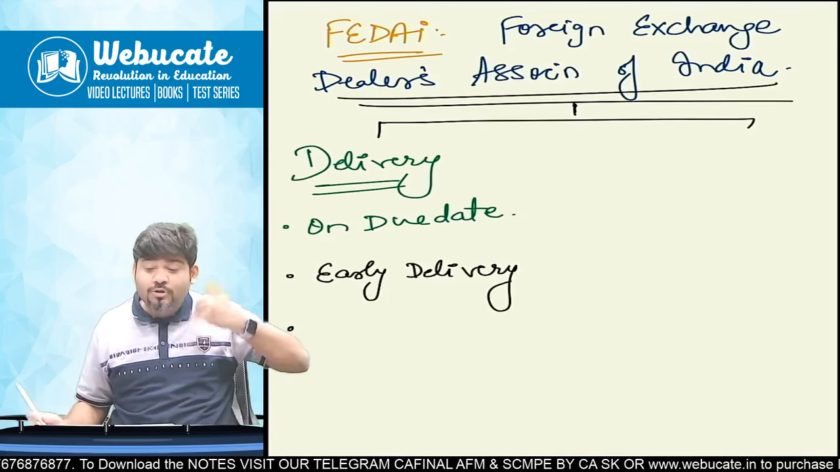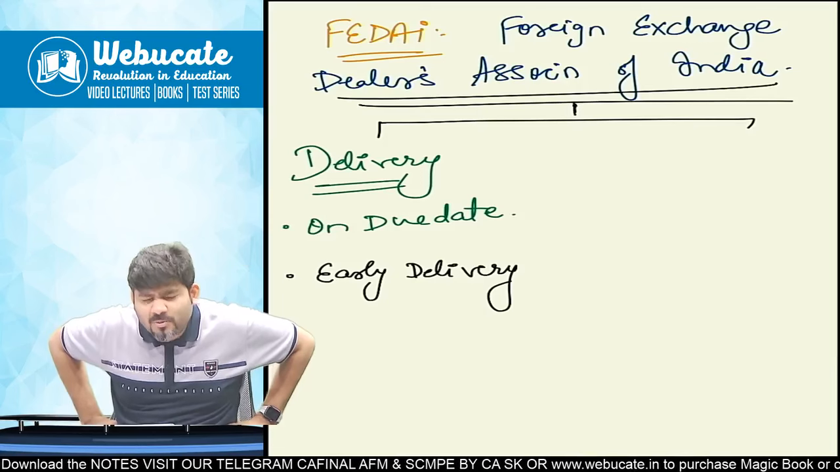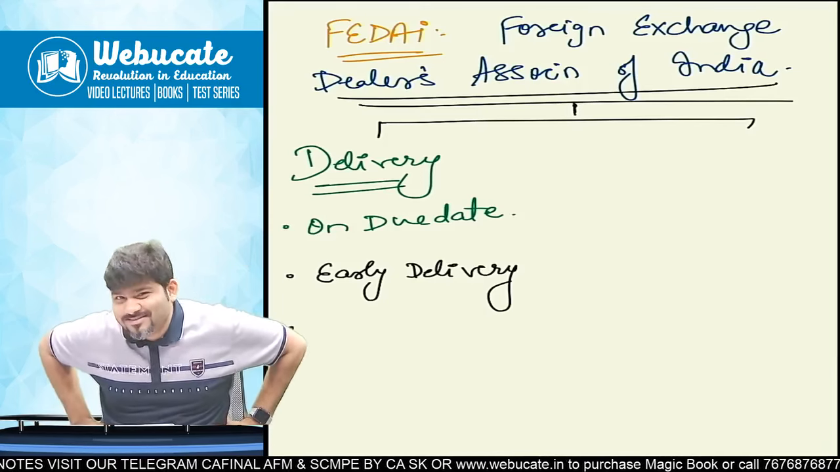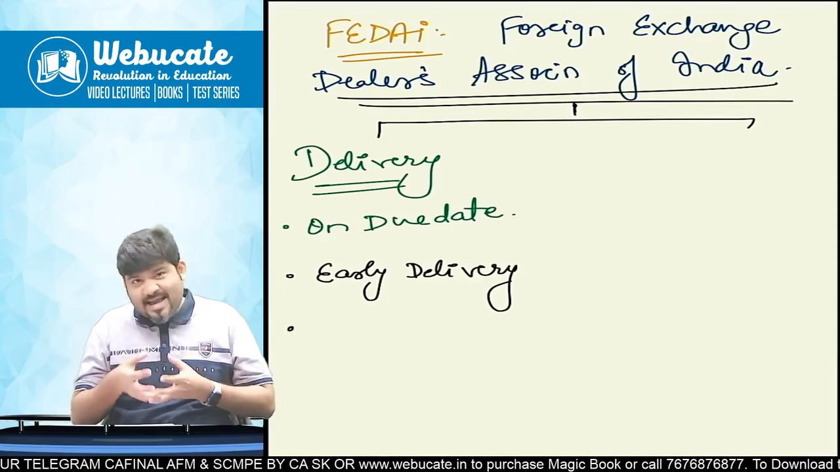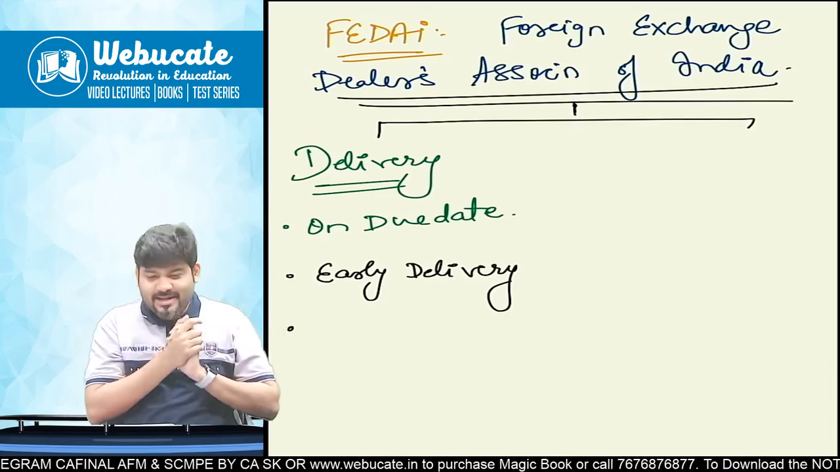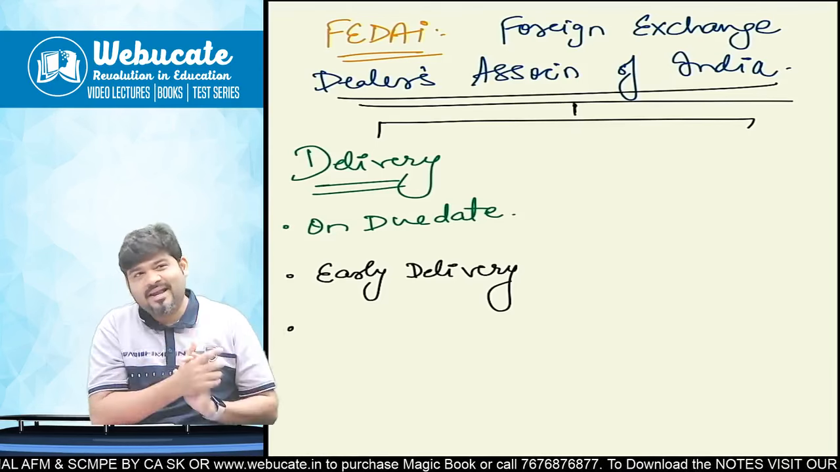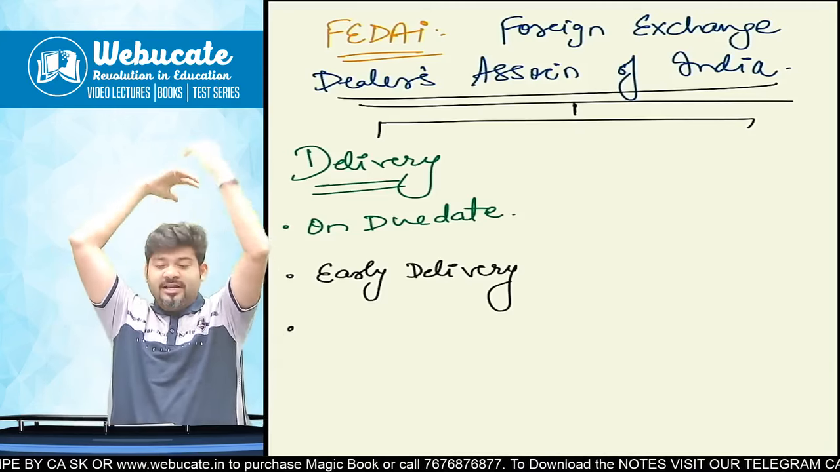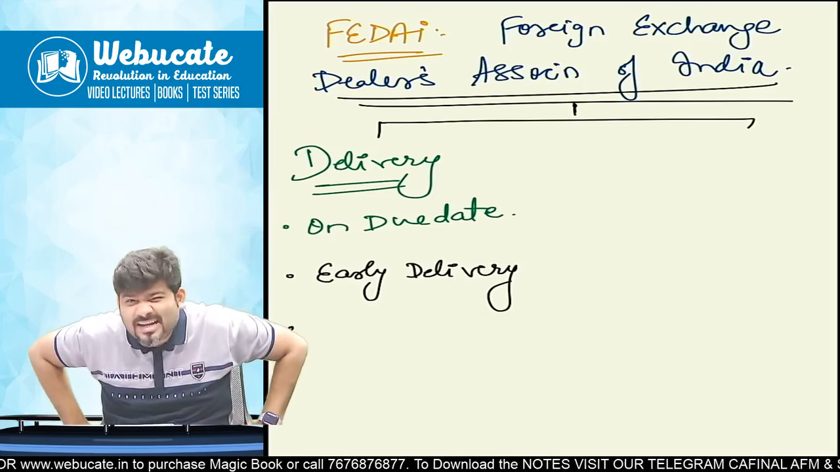There might also be a possibility that on the due date, I have to transfer 1 lakh dollars to my client, right? So, what am I supposed to do? I am supposed to take 85 lakh rupees, go to the bank and tell the bank, here is 85 lakh rupees, give me 1 lakh dollars. But on the due date, I am not able to arrange 85 lakh rupees.